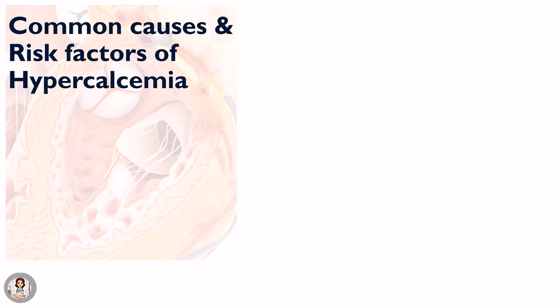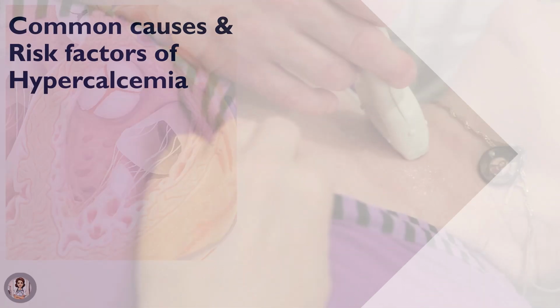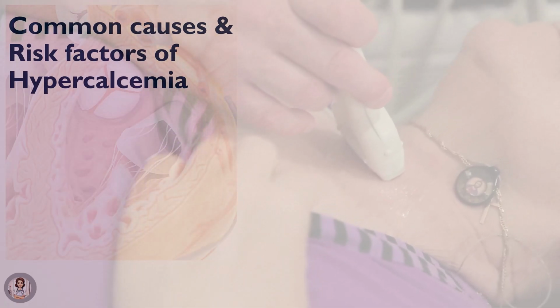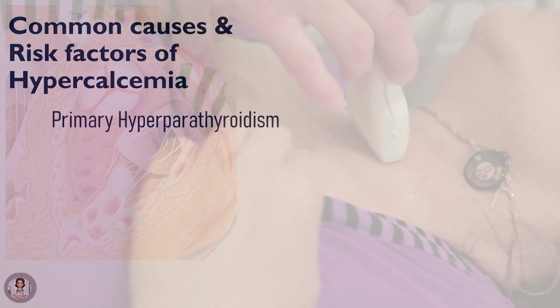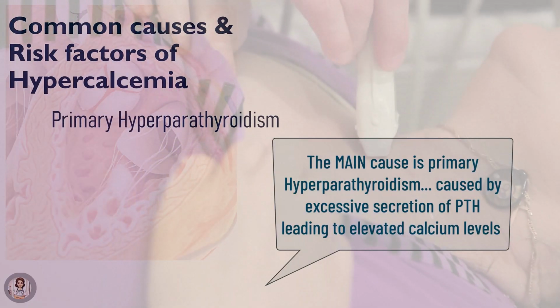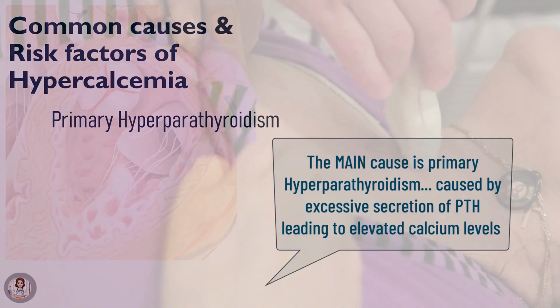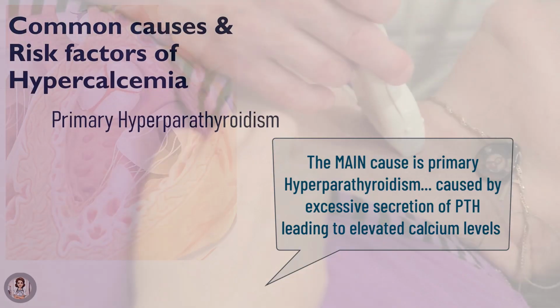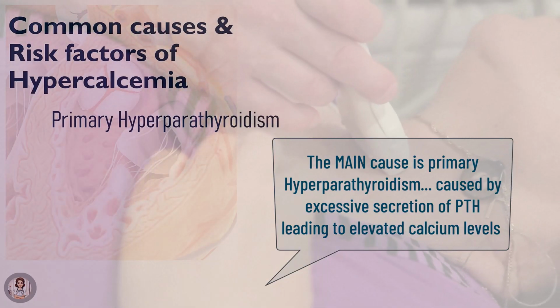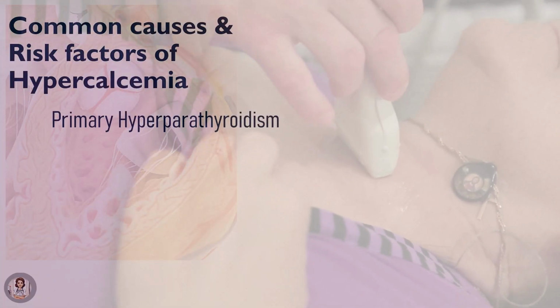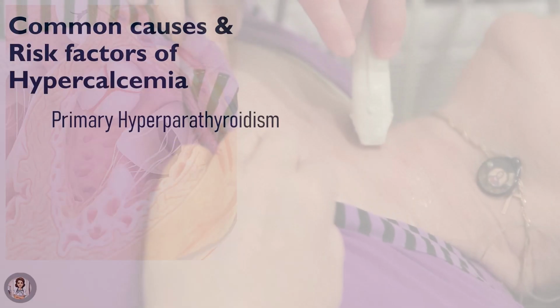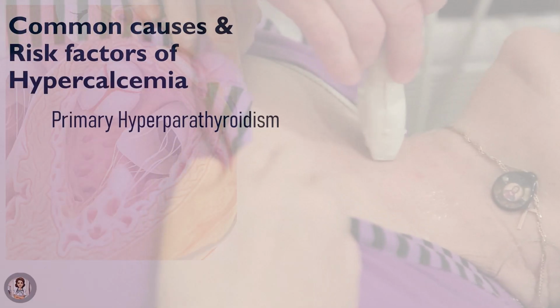Next, we explore frequent causes of hypercalcemia and associated risk factors to help nursing students recognize underlying conditions that contribute to elevated calcium levels. The main cause is primary hyperparathyroidism, which is caused by excessive secretion of parathyroid hormone, leading to elevated calcium levels. Excess parathyroid hormone increases calcium absorption, which causes hypercalcemia in the bloodstream.